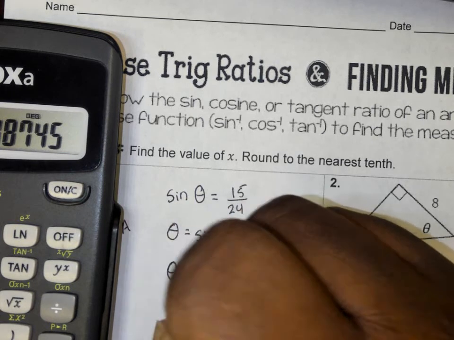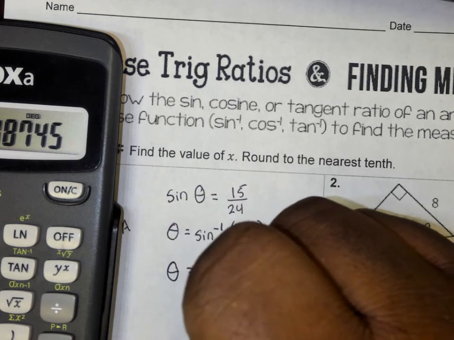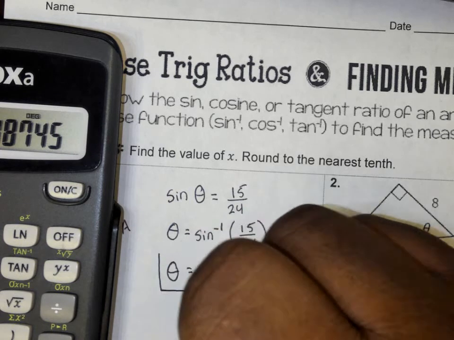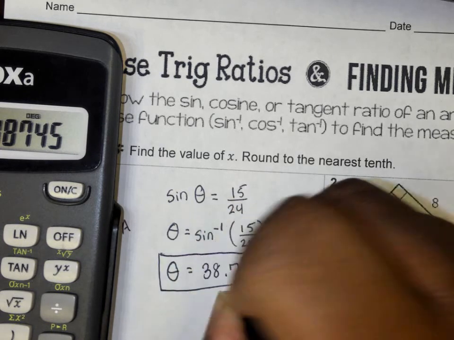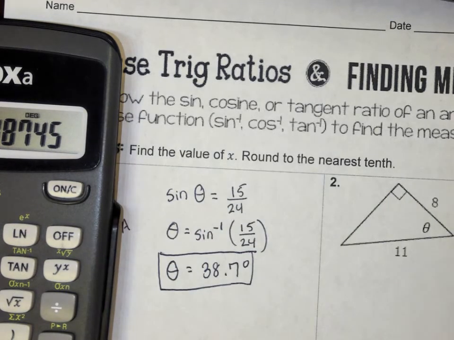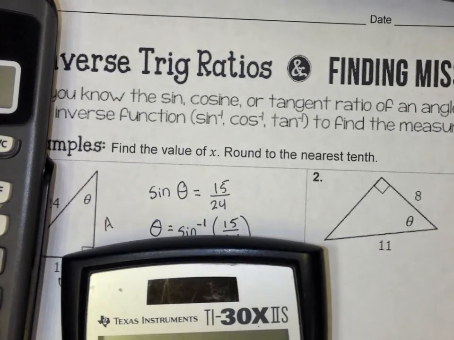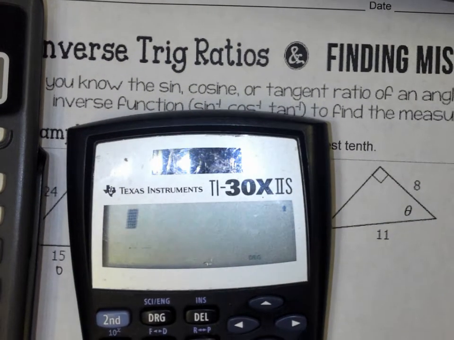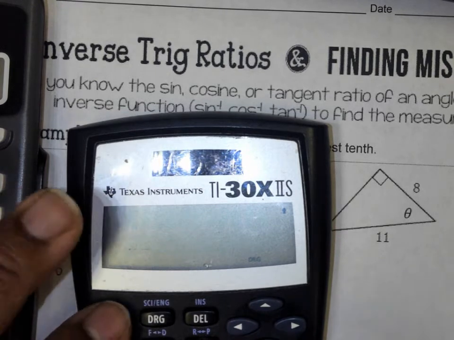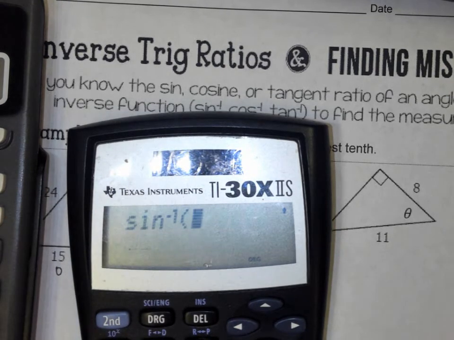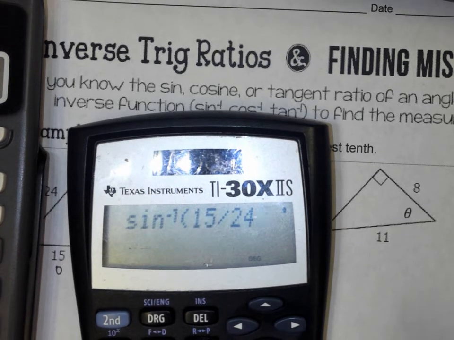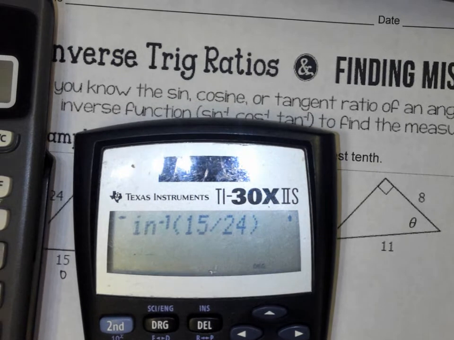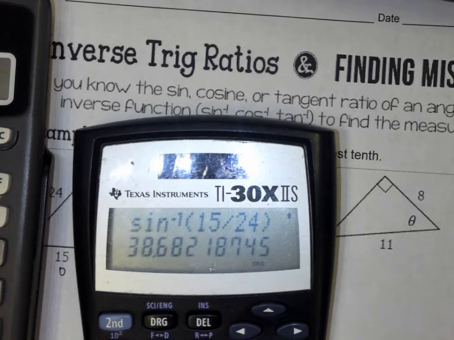So for me, theta equals 38.7 degrees. Now, if you're using one of the other calculators, you can just type it in the way it looks on the way you wrote it. You can literally go second sine, that'll show you sine inverse, and it'll put the parentheses there. And then you can do 15 divided by 24, close parentheses, and it'll give you your degrees too. 38.7.